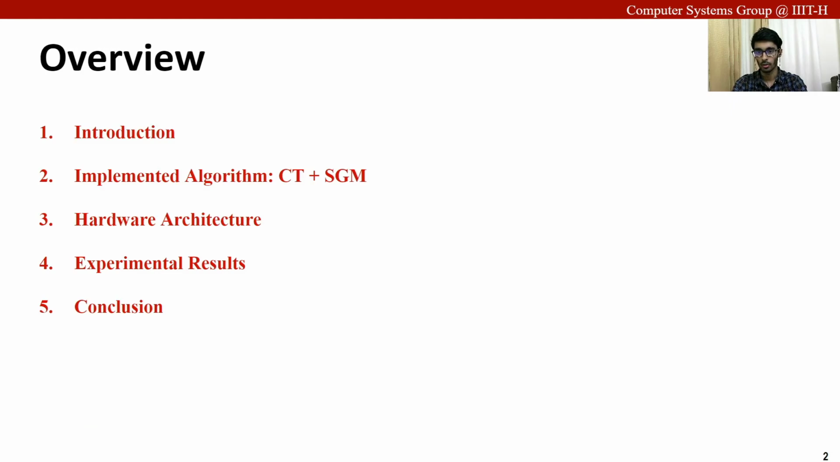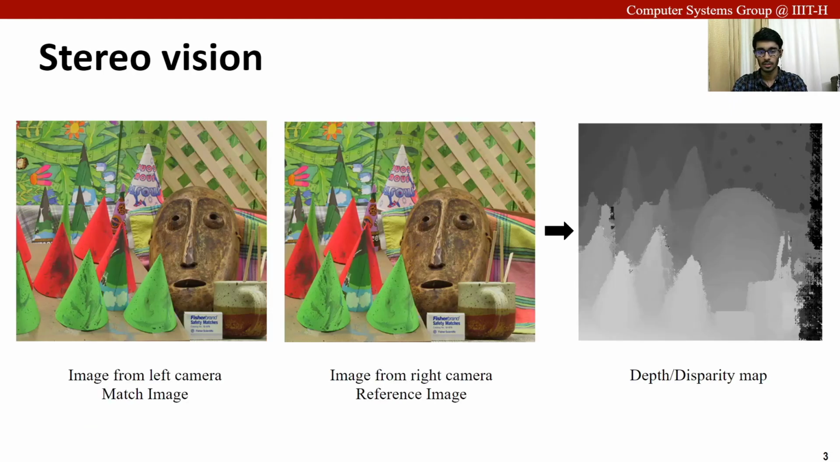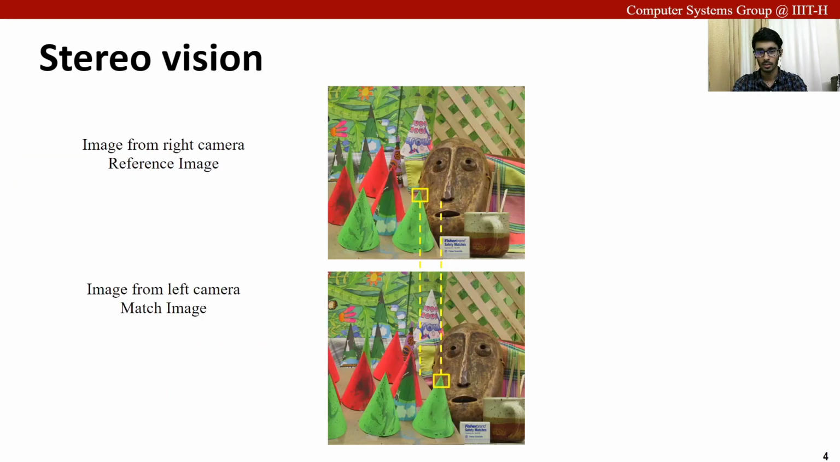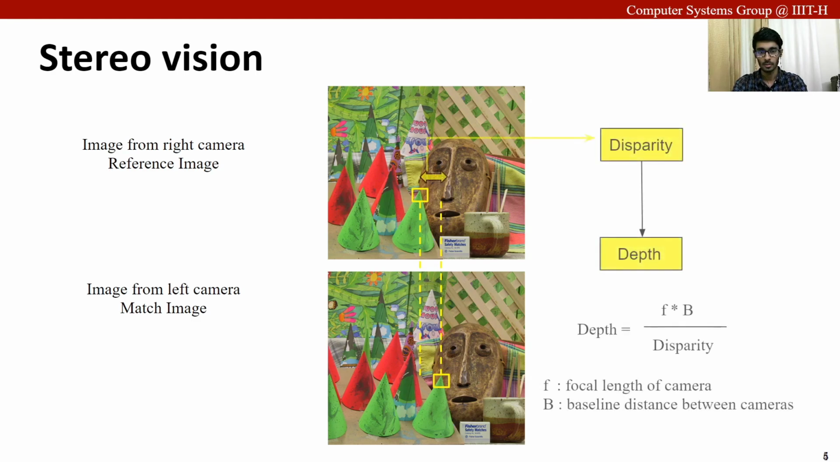We'll start with introduction. Stereo vision is a technique to construct depth map using two input images from slightly displaced cameras. This requires finding corresponding pixel from the left image for every pixel present in the right image. The distance between right image's pixel and its corresponding pixel in left image is called disparity, and from disparity we can construct depth map using the shown formula.